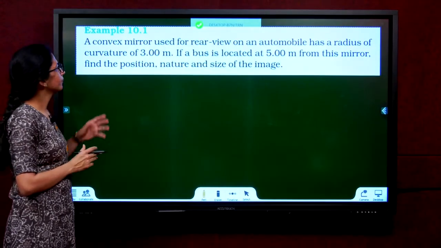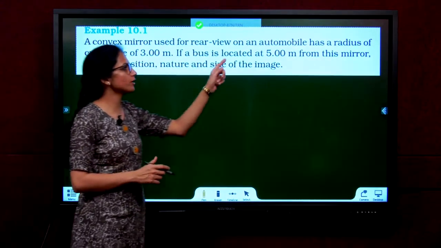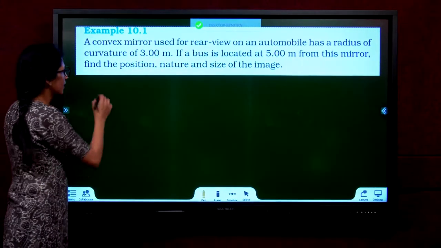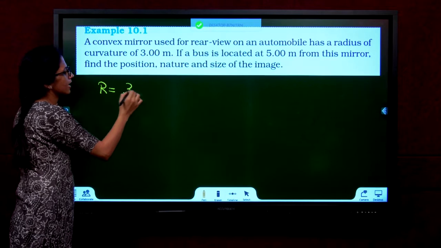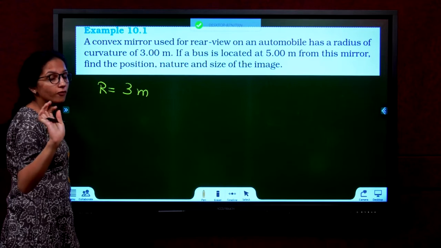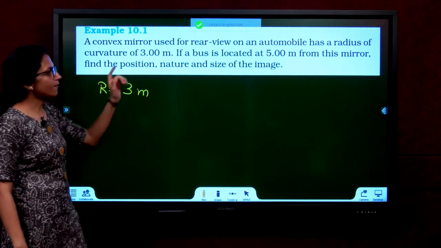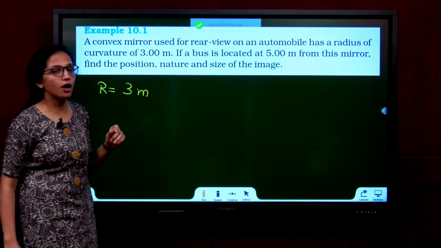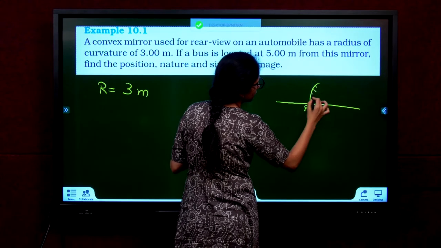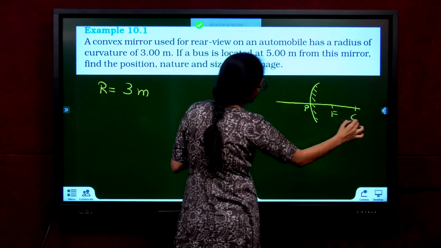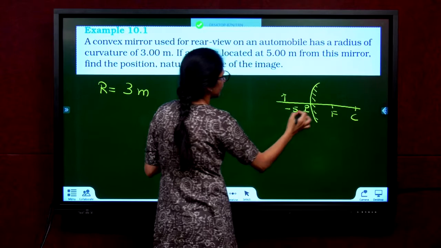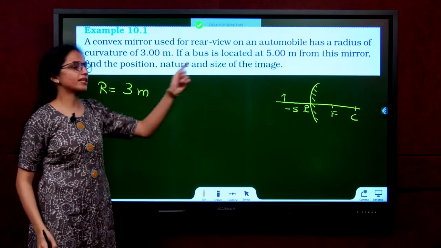Example 10.1. A convex mirror used as a rear view mirror on an automobile has a radius of curvature of 3 meters. They are given radius of curvature is 3 meters. Is it plus 3 or minus 3? It's a convex mirror. For convex mirrors, radius and focal length is positive. So plus 3. If a bus is located at 5 meters from the mirror, first we'll draw the rough diagram. So this is the pole, focus, center of curvature. Bus is located 5 meters from the mirror. So they've given this is 5. Find the position, nature and size of the image.